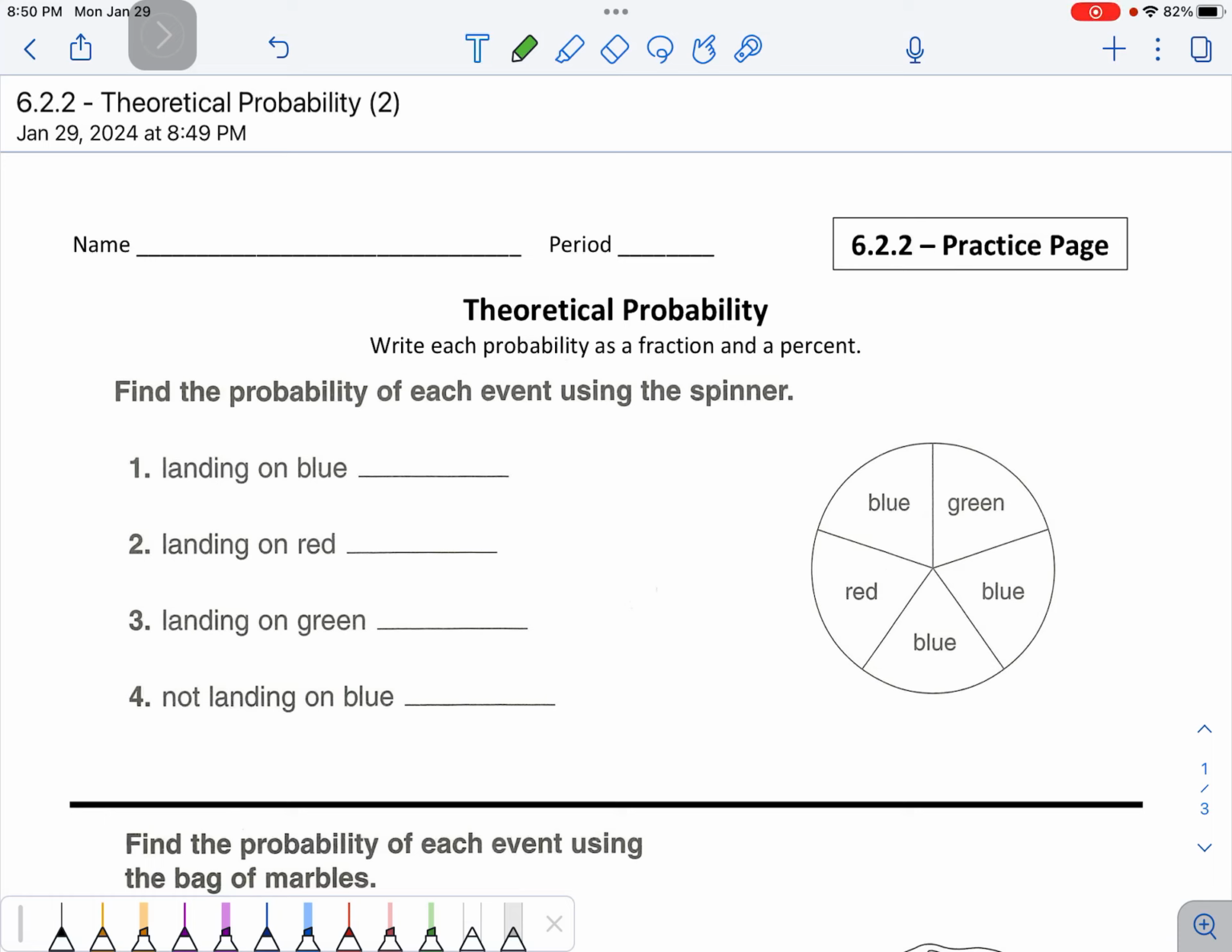Hey, 6th grade, I'm here with your help video for 6.2.2, our practice page about theoretical probability. Please notice at the top it says write each probability as a fraction and a percent.